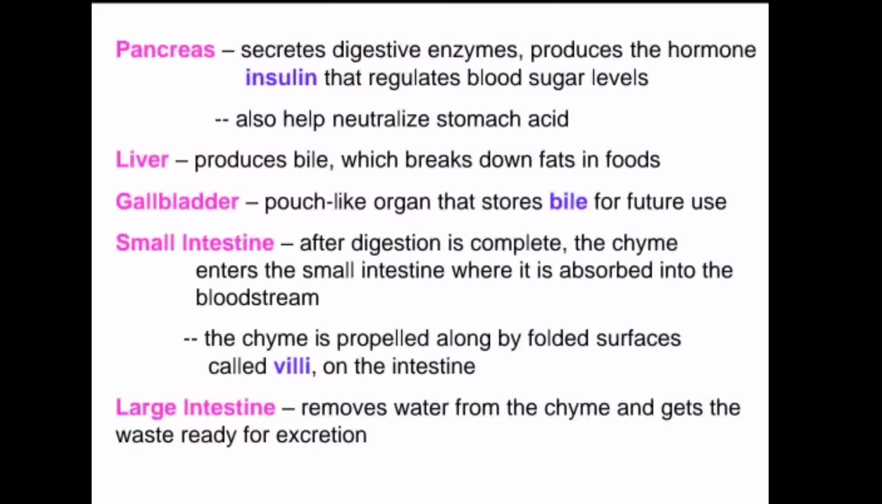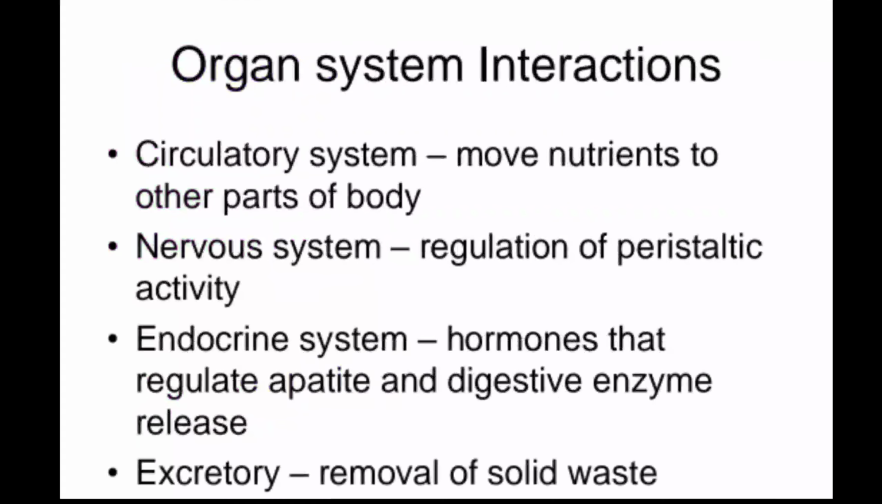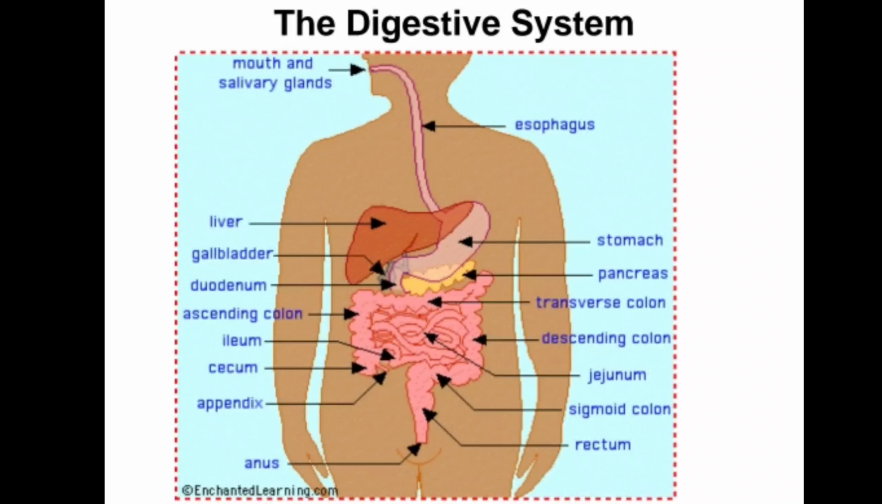Small intestine, after digestion is complete, the chyme enters the small intestine where it is absorbed into the bloodstream. The chyme is propelled along by folded surfaces called villi. Large intestine, removes water from the chyme and gets the waste ready for excretion. The image of the digestive system.